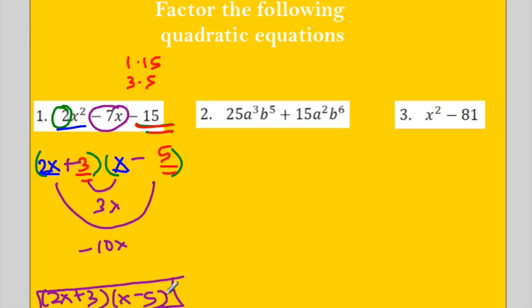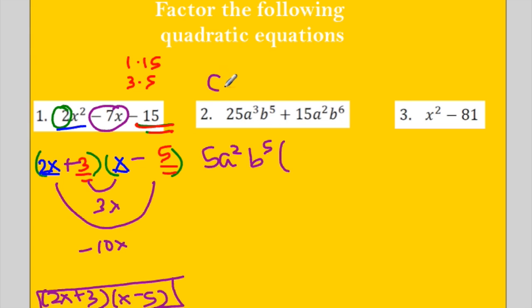Okay, moving on to number 2. I look at this one. This one is not a quadratic. It is a polynomial. And so I see that I'm going to have to take a GCF out of this one. So 25 and 15 are both divisible by 5. So I know I'm going to have a 5. A to the third and a to the second, I take out the smaller of the exponents, so a squared. B to the fifth and b to the sixth, so I can take out a b to the fifth.